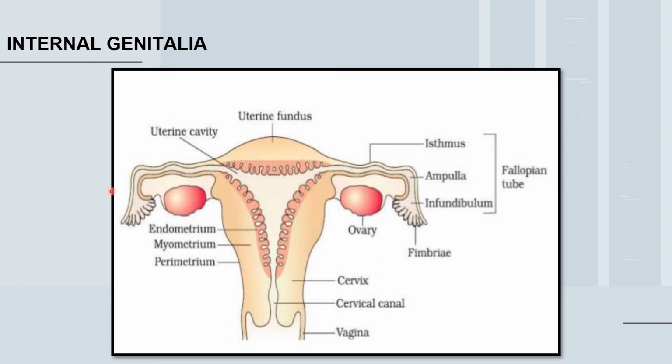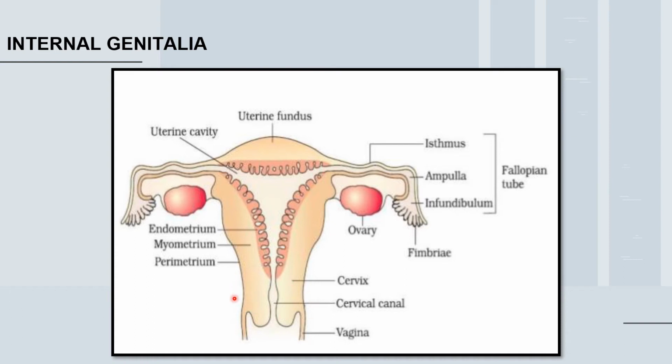Then the next part of the internal female genitalia refers to the uterus. Uterus is an inverted pear-shaped muscular organ which is around 8 cm long, 5 cm wide and 2 cm thick. The uterus is divisible into three different regions. The broad upper dome-shaped part of the uterus would be termed as fundus. The middle portion of the uterus would be called body or corpus, and the lower narrow cylindrical portion of the uterus would be called cervix.